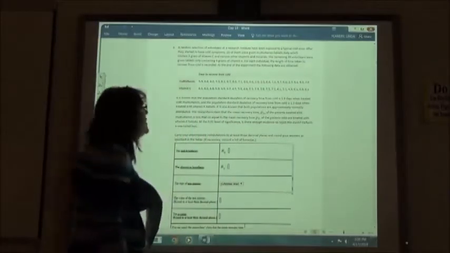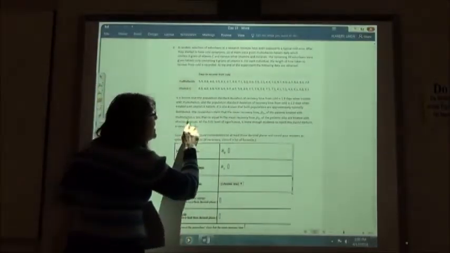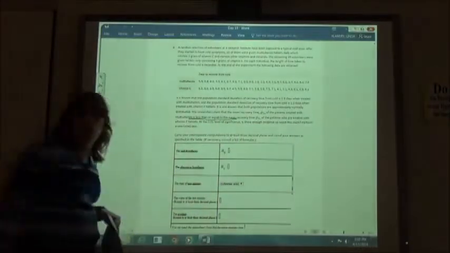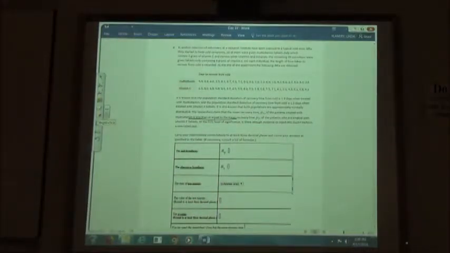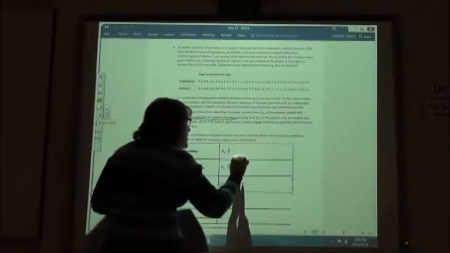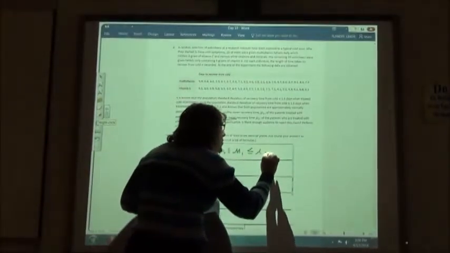So, in this case, the question says that is it less than or equal to, right? The equal to always has to go with the null, so that's my null hypothesis. Is the mean of 1 less than or equal to the mean of 2?